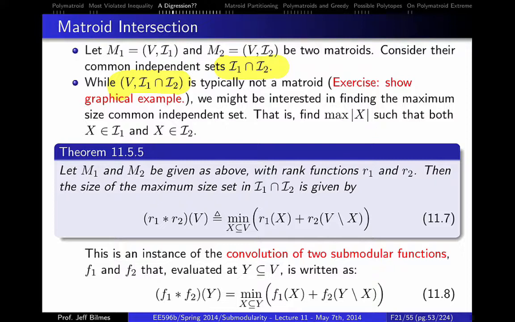But here, take out your notes, the example where this is not a matroid. Still, it makes sense why we might want to find the maximum independent set in both matroids, or in other words, the maximum cardinality set that's independent in both matroids. And we saw that we can compute the size of the maximal set, and we also defined the convolution of 2 submodular functions, which in general doesn't preserve submodularity, but this was interesting in its own right.